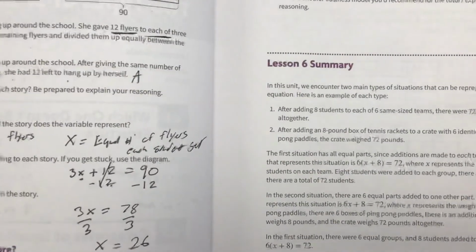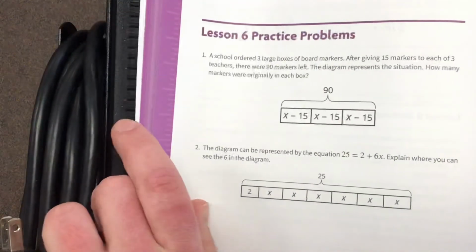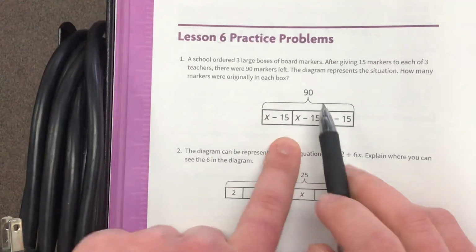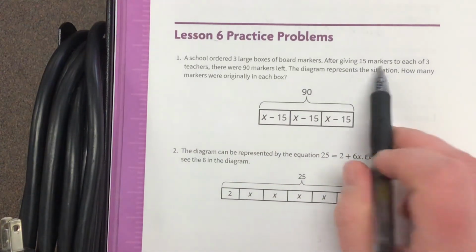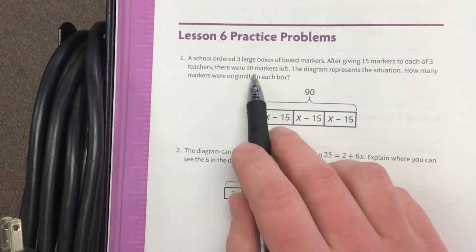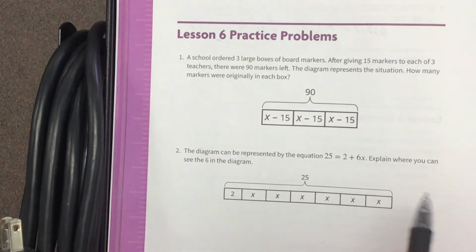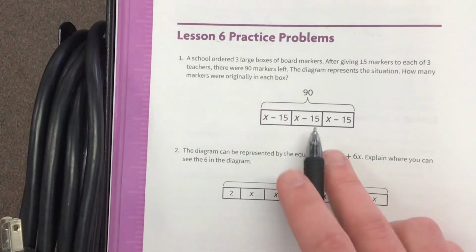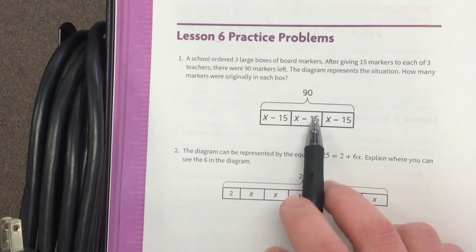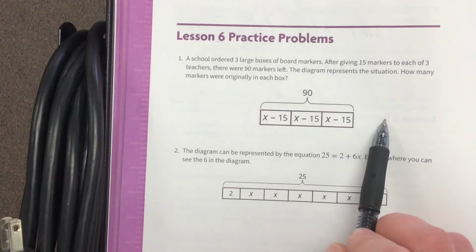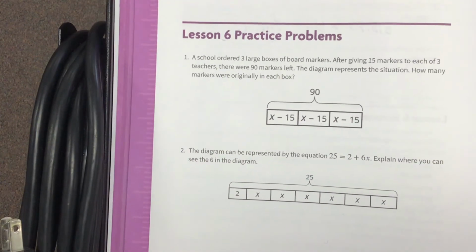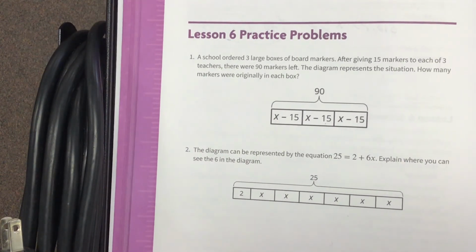All right. Let's get into the homework now. Number 1, the school ordered 3 large boxes of board markers. After giving 15 markers to each of the 3 teachers, there were 90 markers left. The diagram represents the situation. How many markers were originally in each box? So we can try and solve just by looking at our tape diagram here, or we can set up an equation to help us solve that one, whichever you would like to do.